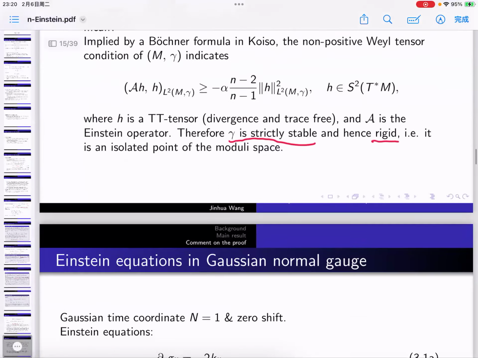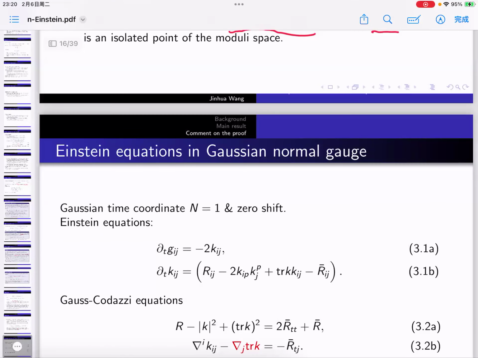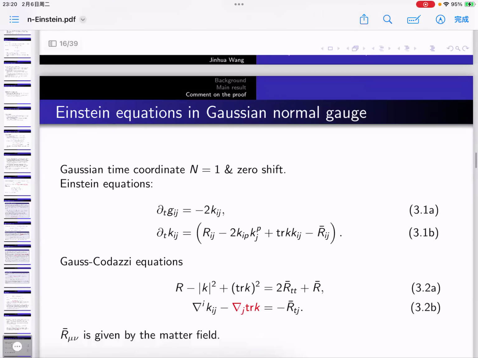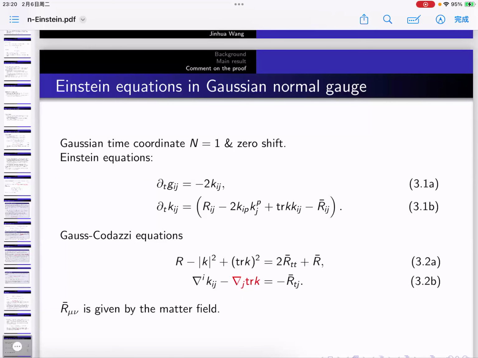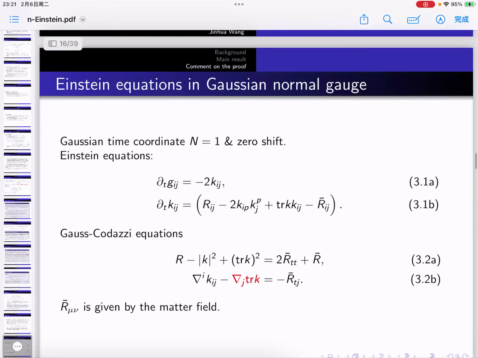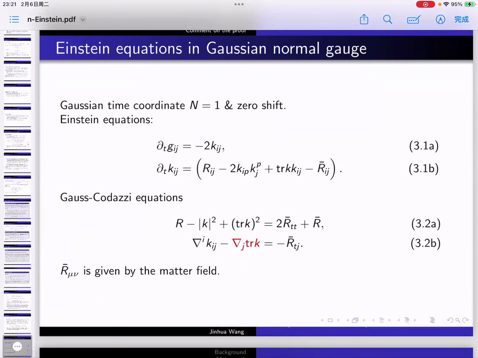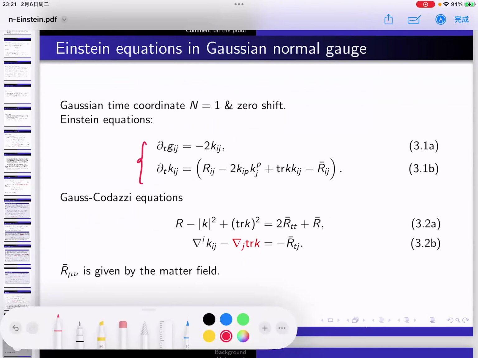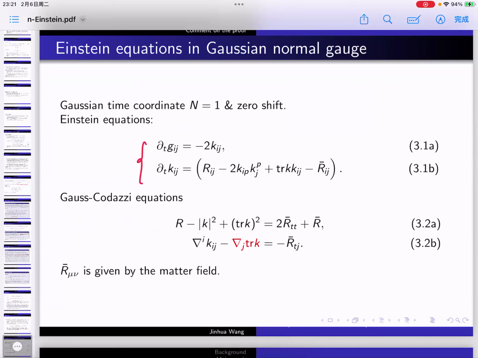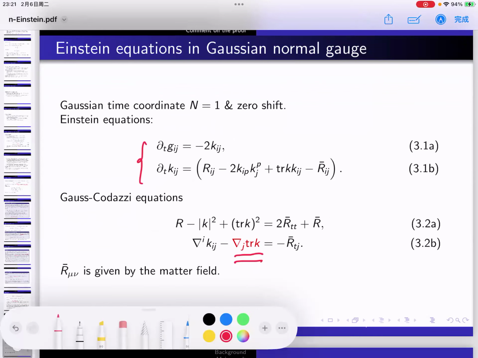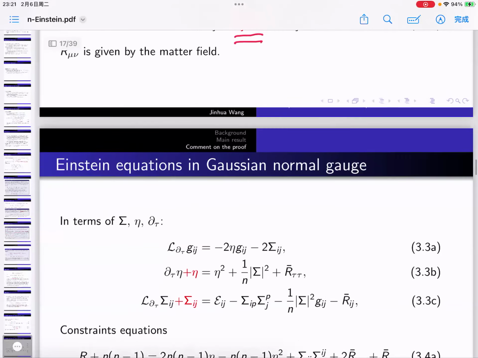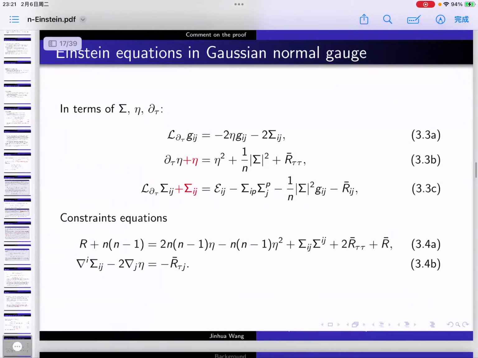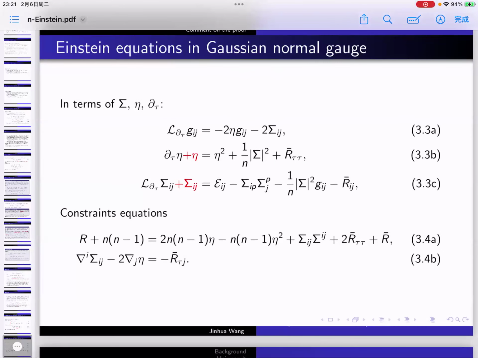Yeah, and now let me come to the parts of the proof. Let me show you the Einstein equation in this Gaussian normal gauge. In particular, we have this transport equation and the Gauss-Codazzi equation, and because now it's not CMC, we have this trace part. In terms of the perturbed variables, this transport equation takes the form of 3.3.